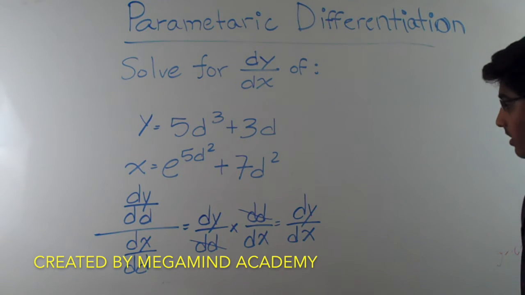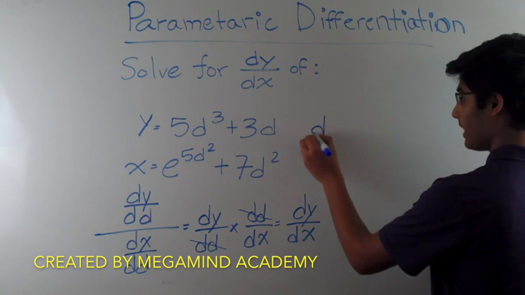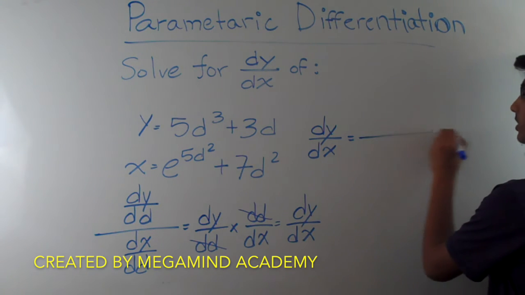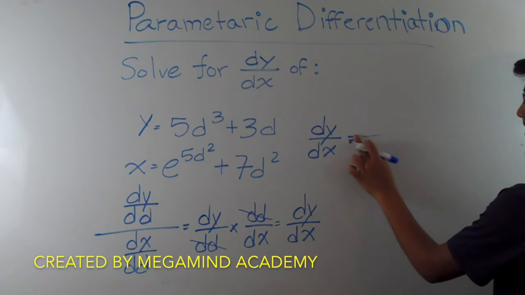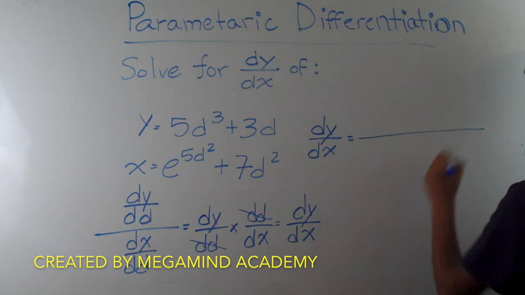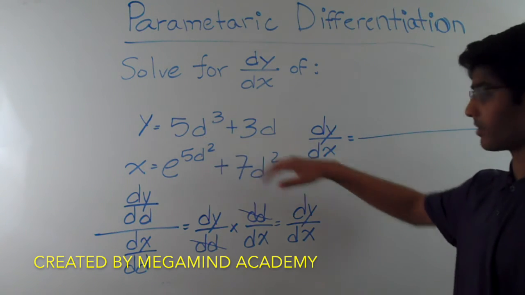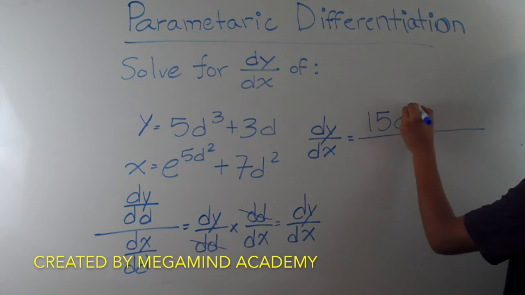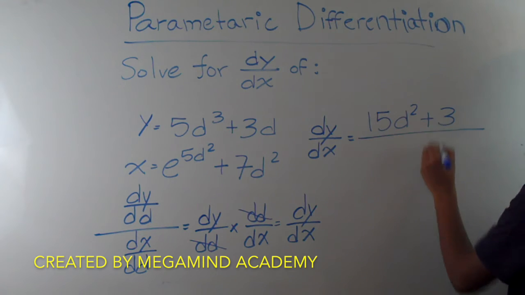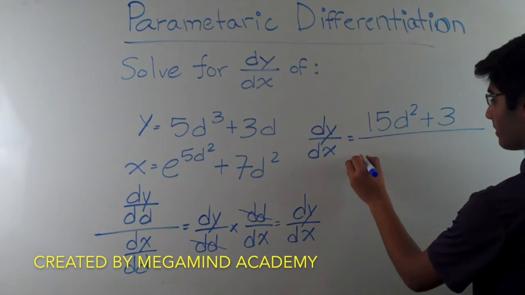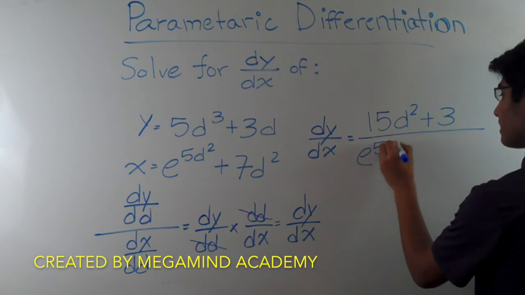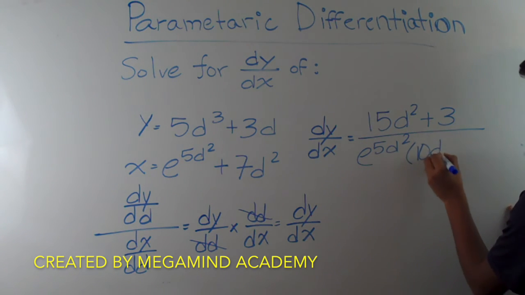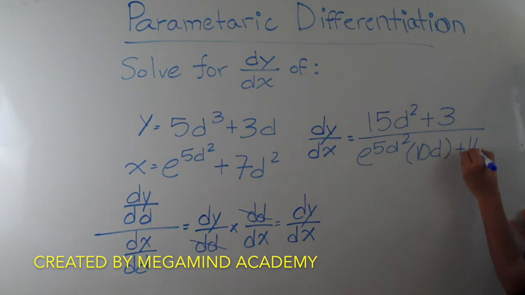So let's do that here. So dy/dx would be equal to the derivative of the numerator, 5t cubed + 3t. The derivative would be 15t squared + 3, over the denominator, which has a derivative of e to the 5t squared power times 10t + 14t.